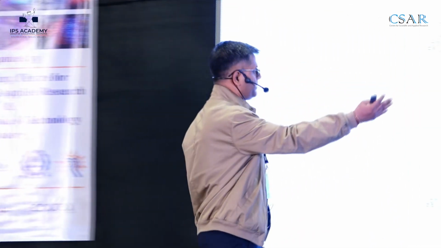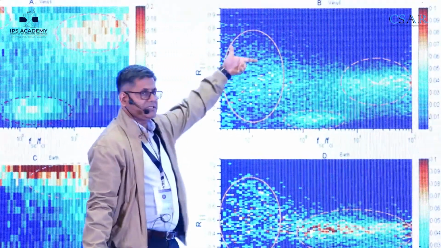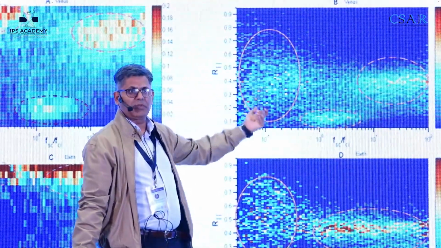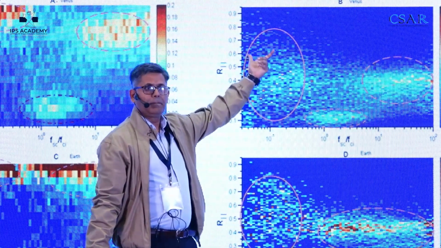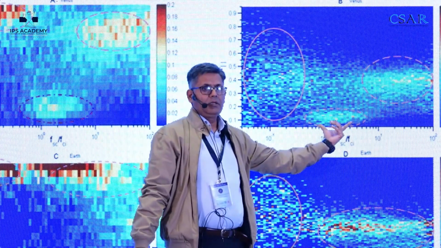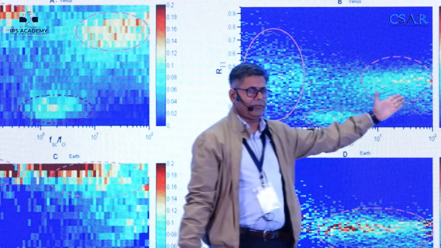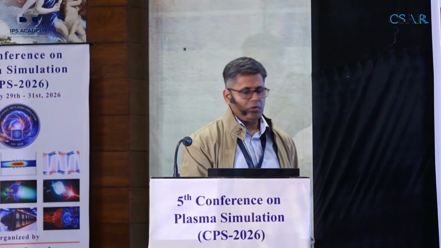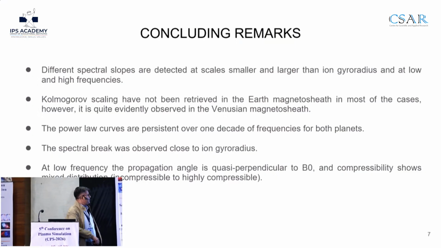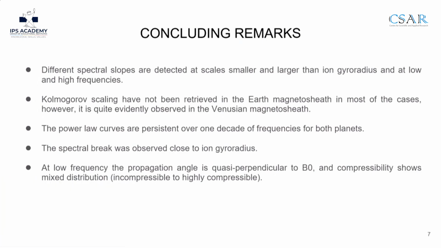Now, if you see the right panels, this shows compressibility. Compressibility has a wide range of variation at low frequency, ranging between 0.1 to 0.9. In the low frequency range, it is close to 0.1 or 0.4. And if you go to the high frequency side, again, it is ranging between 0.2 to 0.5. So what we have observed is a different spectral slope at scales smaller or larger than the ion gyro radius, or you can say at the low and high frequency sides.